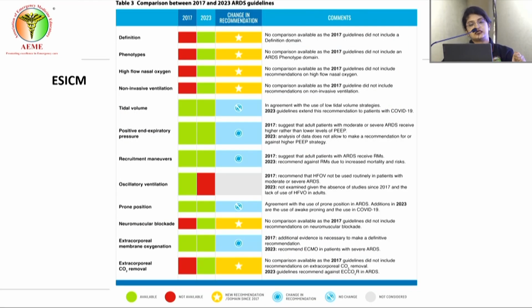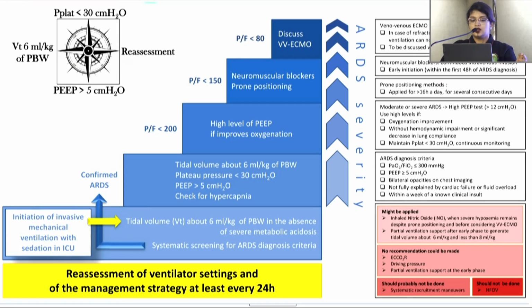This is again the ESICM guidelines. You can go back and read. So to summarize, you have a patient with ARDS, you have intubated, he's on a ventilator. So go for lung protective ventilation. That is tidal volume anywhere between 4 to 6 ml per kg according to the predicted body weight. You can go up to 8 ml per kg. Then target plateau pressure of less than 30 centimeters of water and choose optimal PEEP.